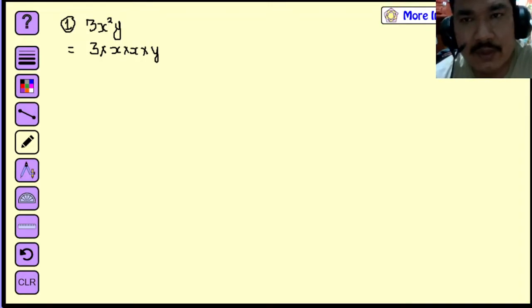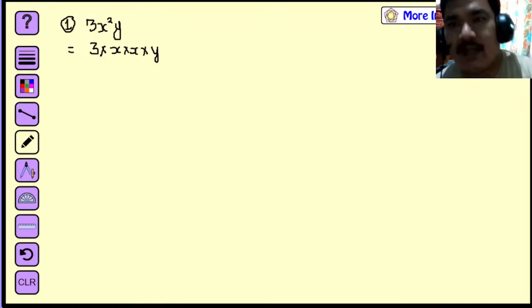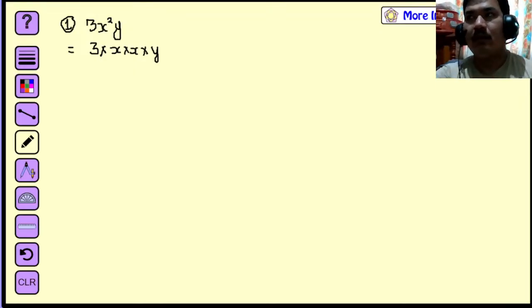I hope you understood this one, how to factorize in this case. Now look here. I want to show you one more example related to this monomial factorization. See here.